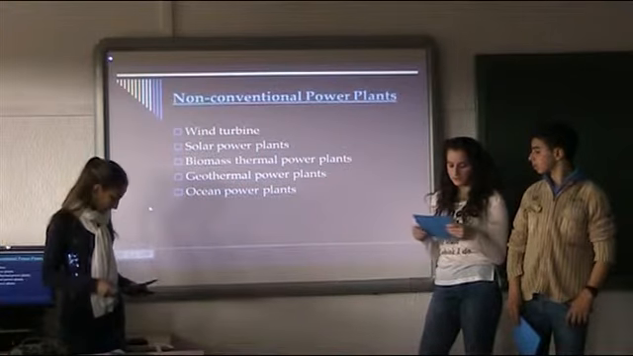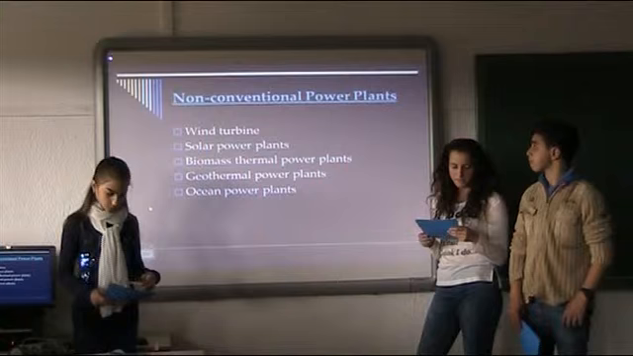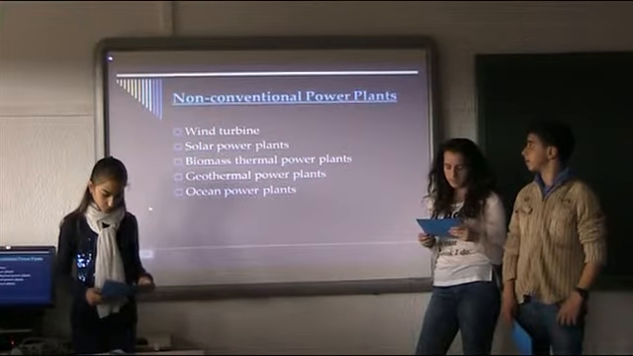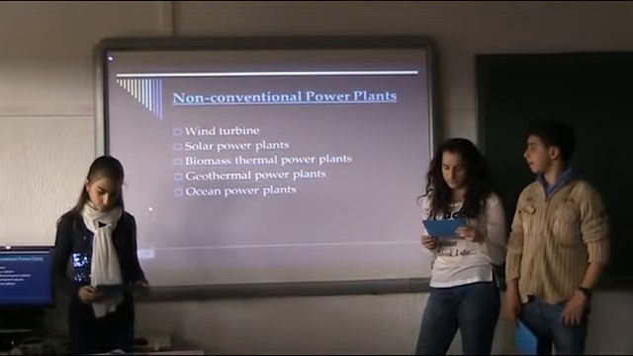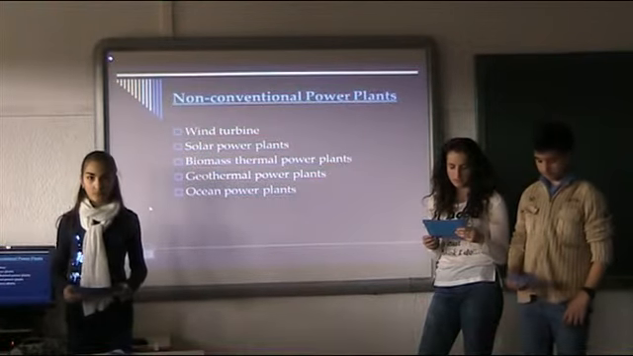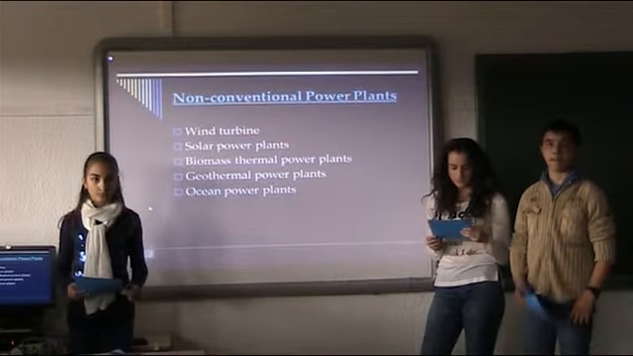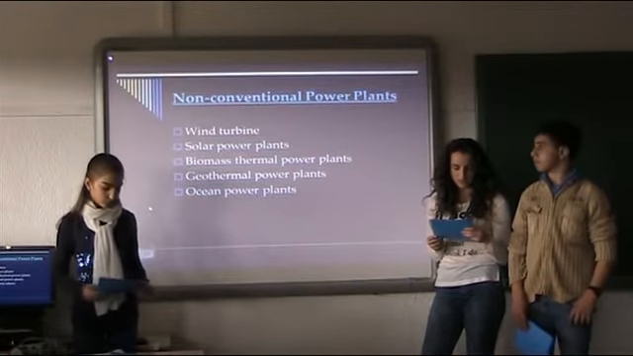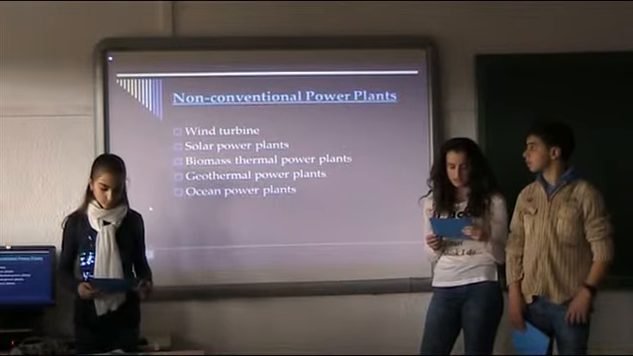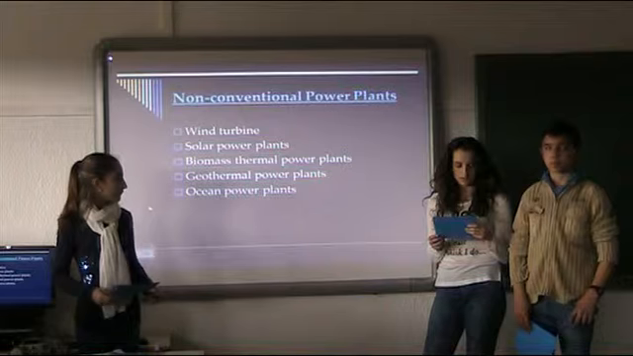The environmental problems caused by conventional power plants have led to the creation and development of the other kind of power plants, non-conventional or alternative energy power plants. Into this group, there are wind turbines, solar power plants, biomass thermal power plants, geothermal power plants, and ocean power plants.